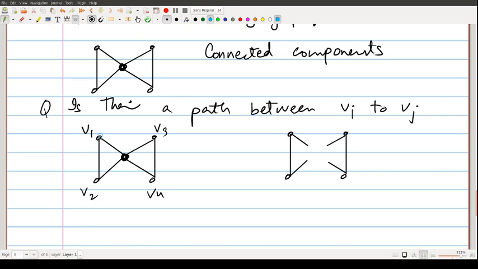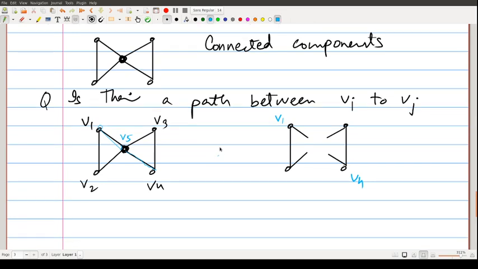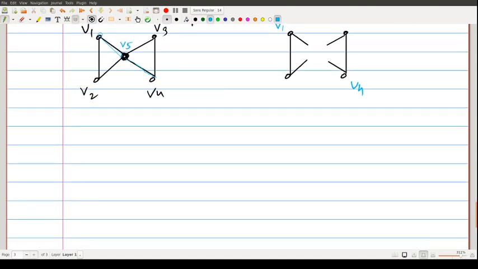Yes, you can start from V1, go to this station, let's call this V5, and then go to this one. So these two are connected and these two are connected. That's the idea of having a path. But in this one, there's no path between V1 and V4, so V1 and V4 are not really connected. So you can talk about the connectedness of vertices, and you can also talk about the connectedness of entire graphs.